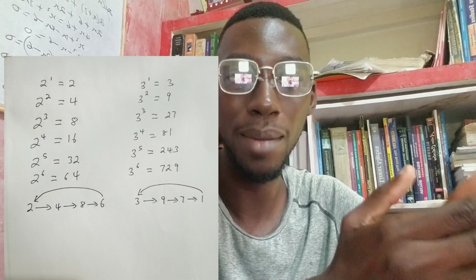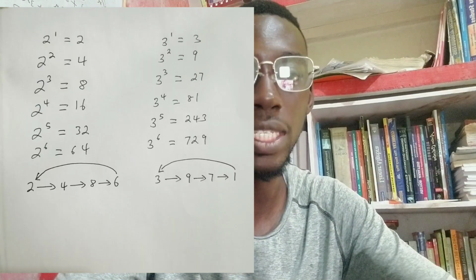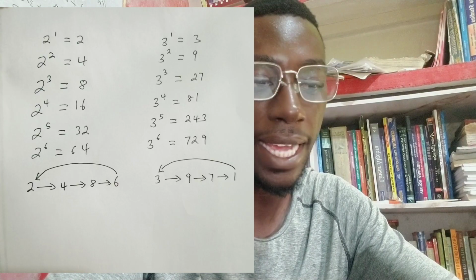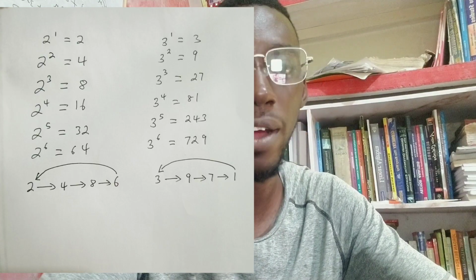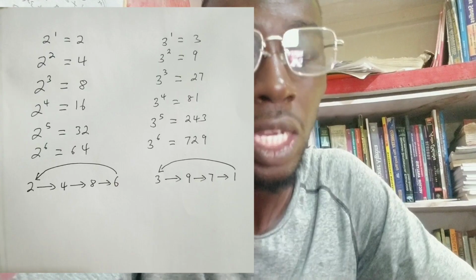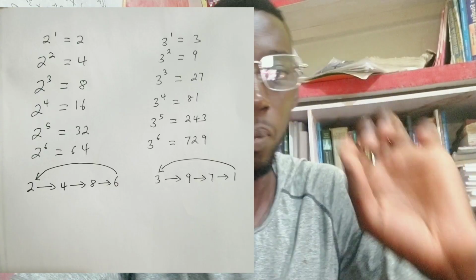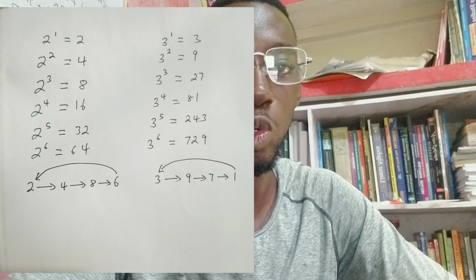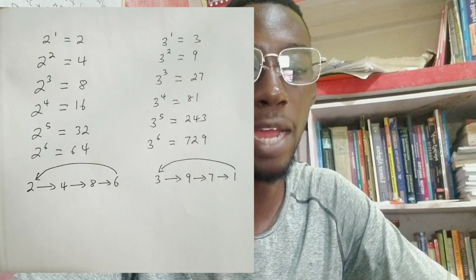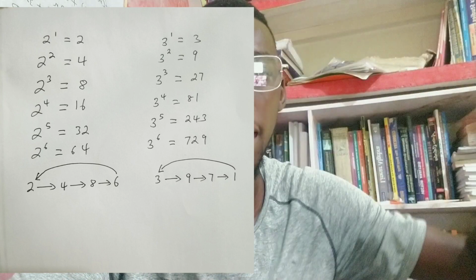Do you see that the last digit begins to repeat itself? 2 raised to the power 1 was 2, 2 raised to the power 2 was 4, 2 raised to the power 3 was 8, 2 raised to the power 4 was 16, 2 raised to the power 5 was 32. Have you noticed the last digit of 32 being 2? So this tells us that the cyclicity of 2 behaves this way: 2 goes to 4, goes to 8, goes to 6, and repeats back to 2. That becomes the last digit. The last digit is repeating like a cycle.